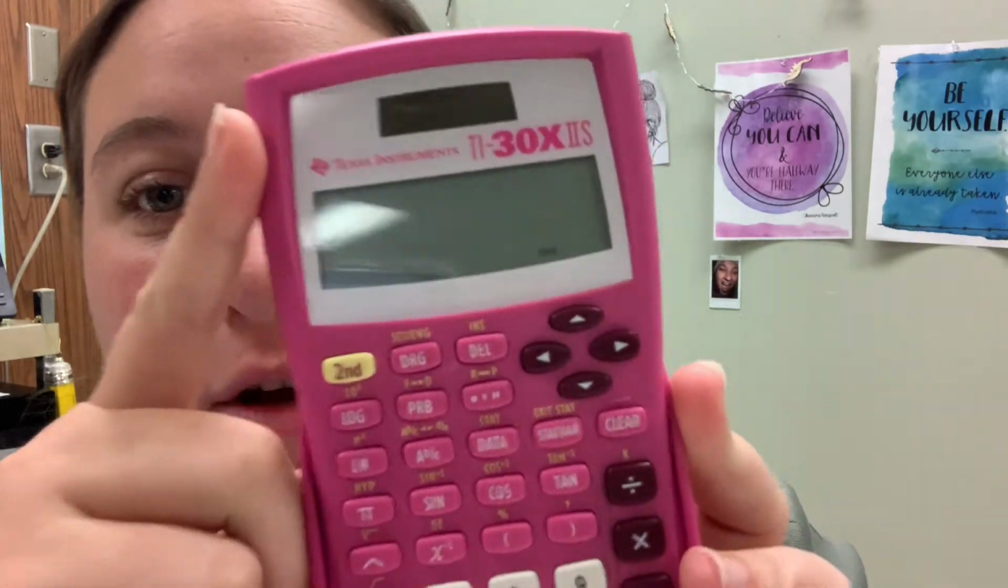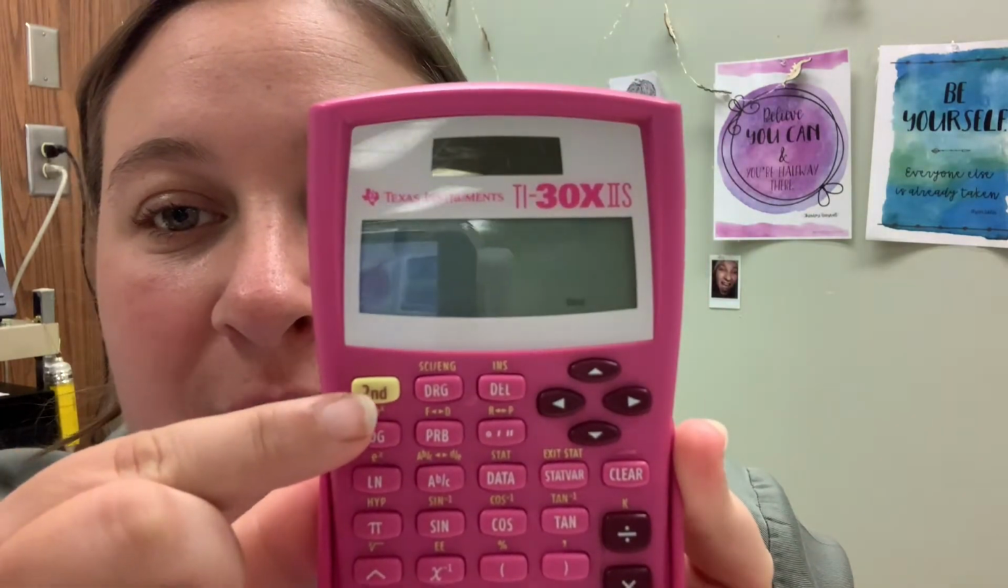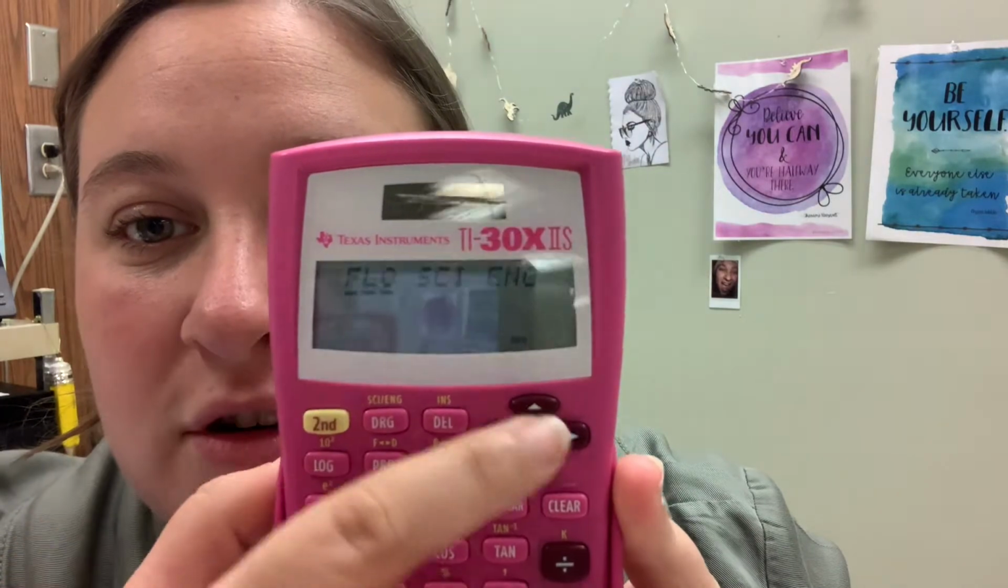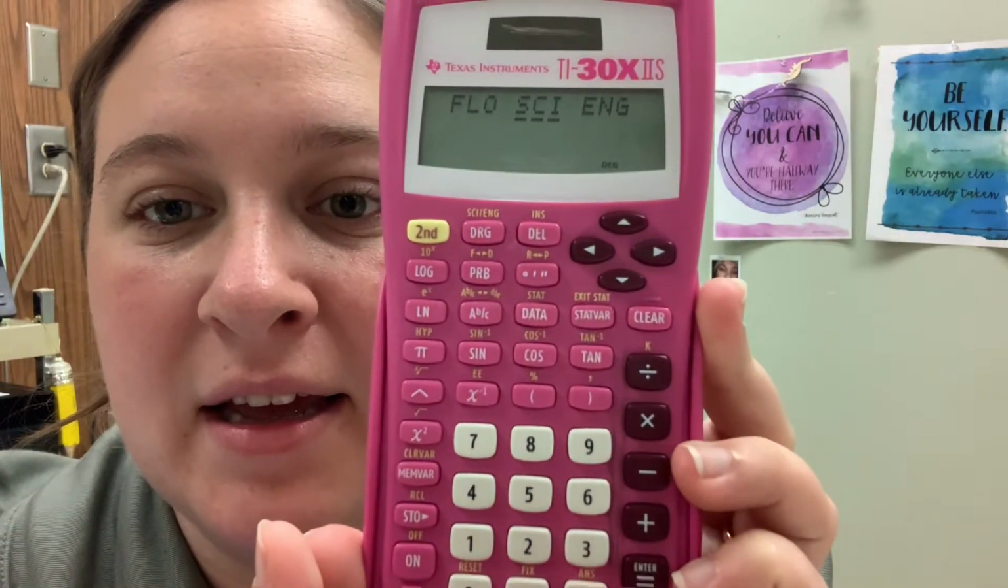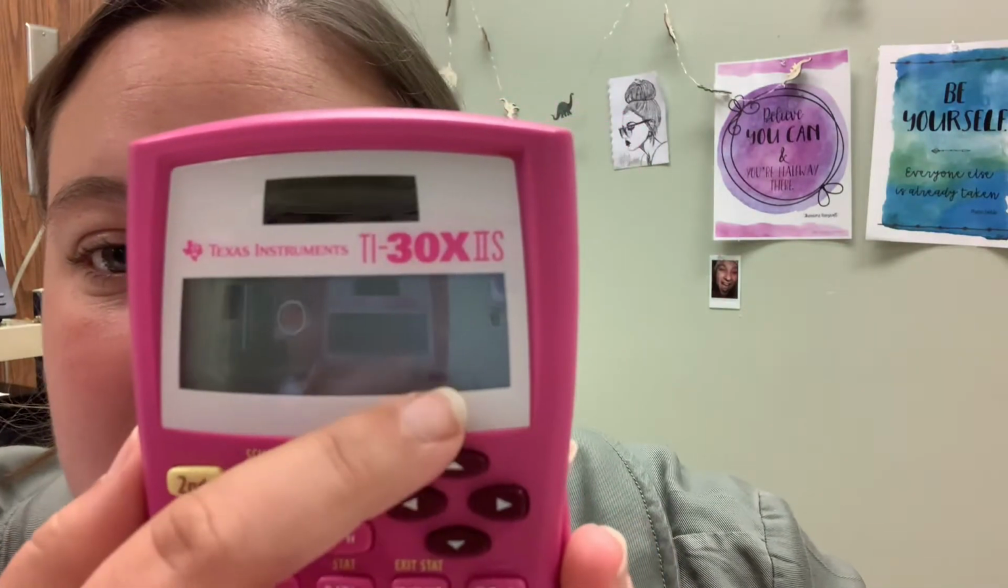All right, so the first thing we are going to do in order to start performing operations for this problem is make sure our calculator is in Sci mode. Right now mine is not in Sci mode because I only have the DEG at the bottom. So in order to get it into Sci mode, you hit second DRG, get the cursor underneath Sci, and then hit enter. Now you'll have Sci and DEG at the bottom of your calculator at the same time.